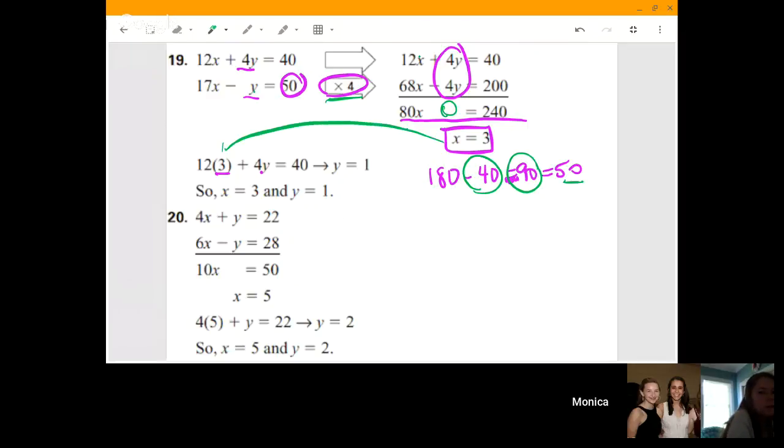And then you're going to bring that over here and plug into one of your original equations, okay, and solve for y. So when you plug that 3 in, you're going to end up solving for y and get y equals 1.